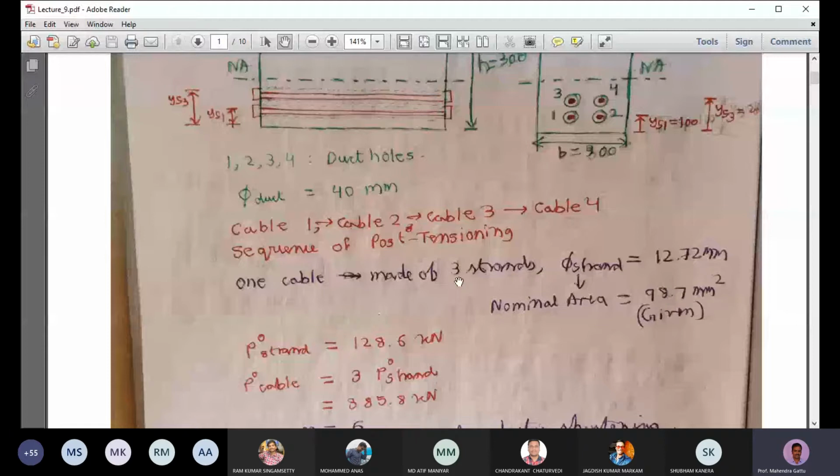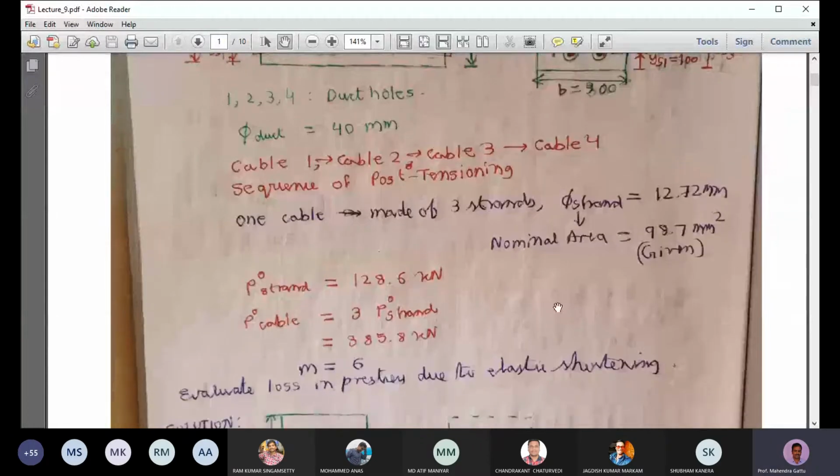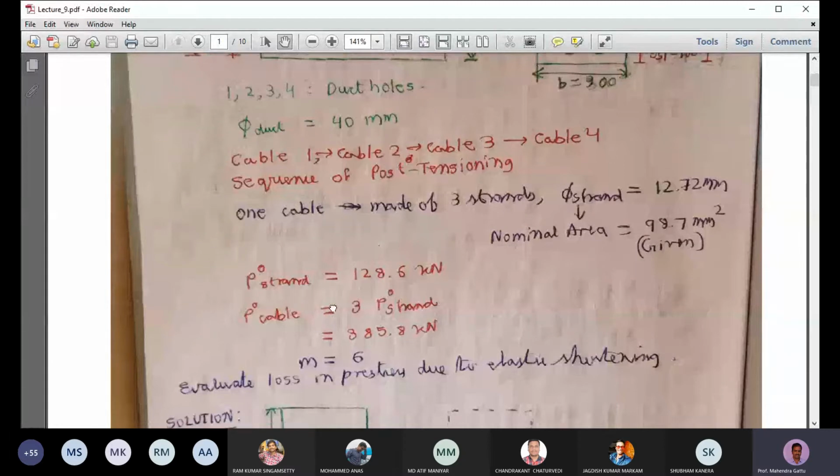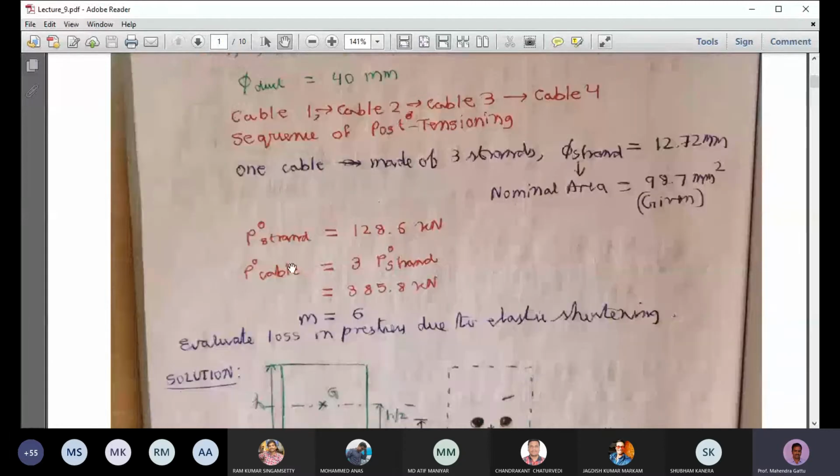What is also given is the hydraulic jack force applied in each strand, which is 128.6. So we can find out the pre-stress in the cable. That is P hat cable, which is 3 times P strand, coming to around 385.6 kilonewton.